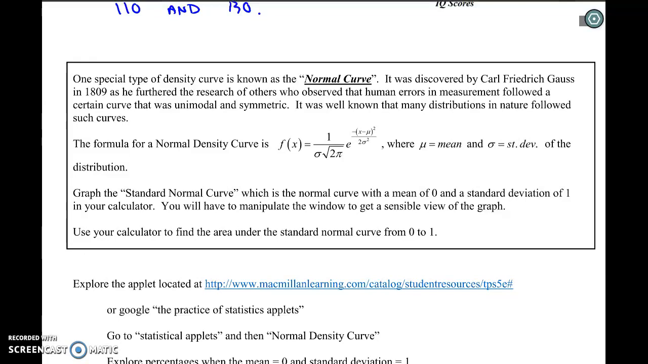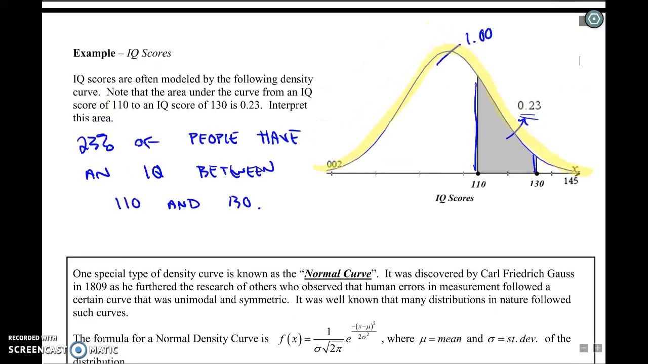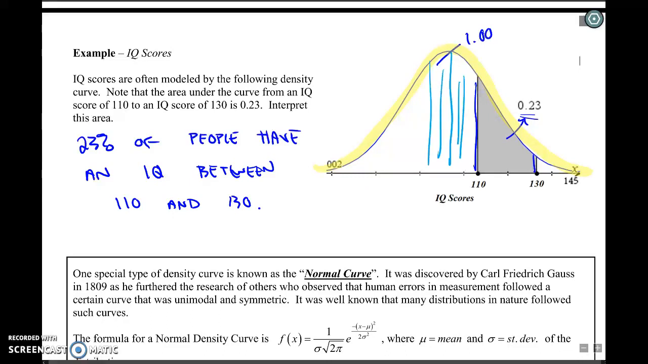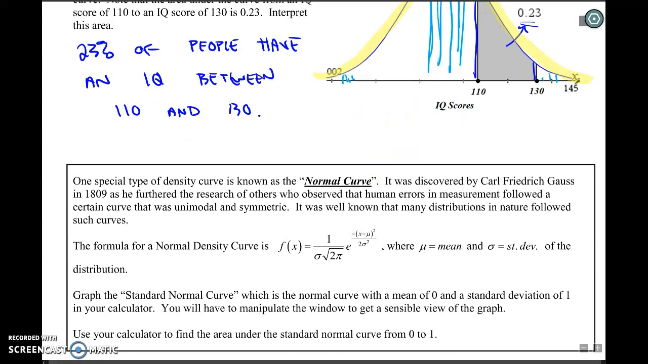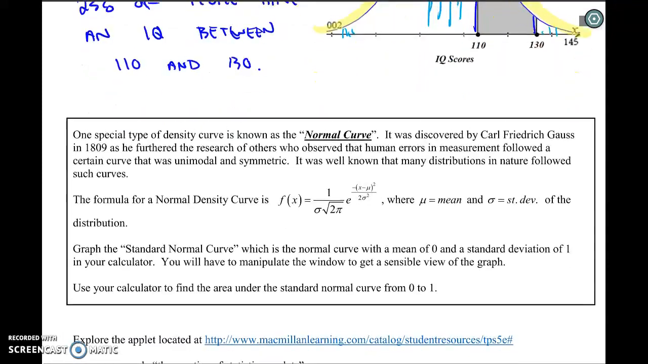He furthered the research of others who observed that human errors in measurement followed a certain curve that is unimodal and symmetric. He was looking at people making measurements. Usually their measurements were pretty close to the actual measurement. But he found that they weren't always right. Sometimes they were off by a little bit. Oftentimes they were off by a little bit. Infrequently they were off by a lot. But after looking at many, many data sets, he found this kind of normal distribution. It is well known that many distributions follow this normal curve.